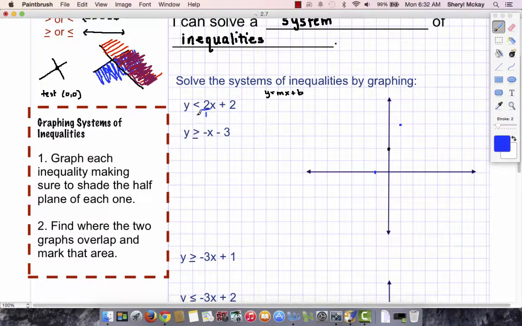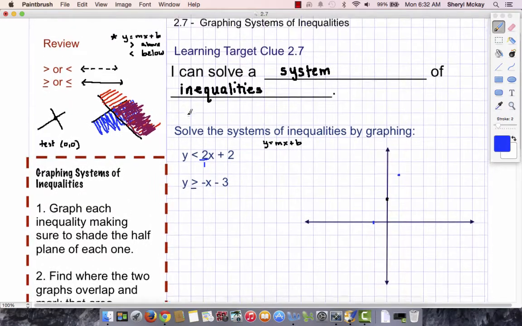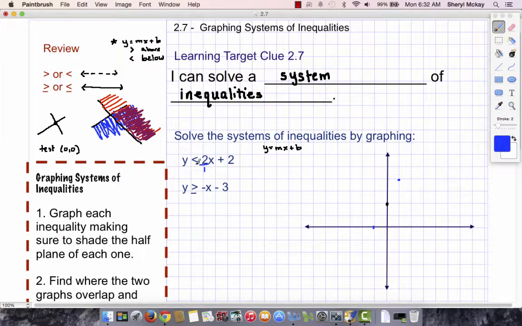And I'm going to look at my inequality, and I'm going to decide whether my boundary should be dashed or solid. It doesn't have an equal to sign underneath it, so that tells me that it's going to be a dashed line. So I'm going to draw my line first, and then I'm going to erase parts of it to make it look dashed.